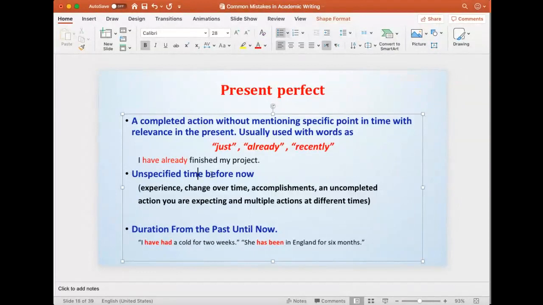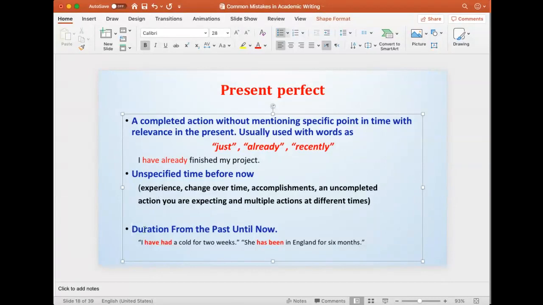Also, we can use it with unspecified time before now, anytime. For example, experience, change, time, accomplishments, an uncompleted action you are expecting, and multiple actions at different times. So these situations can also be used with the present perfect. And there is no specific time that I can say or tell when I'm describing this situation.